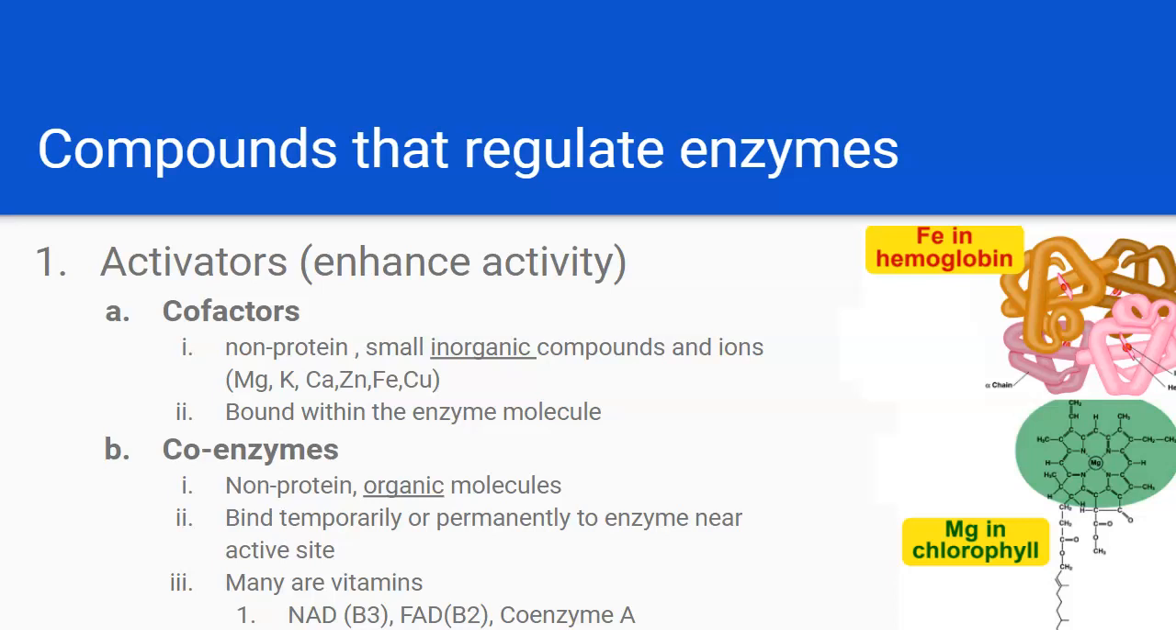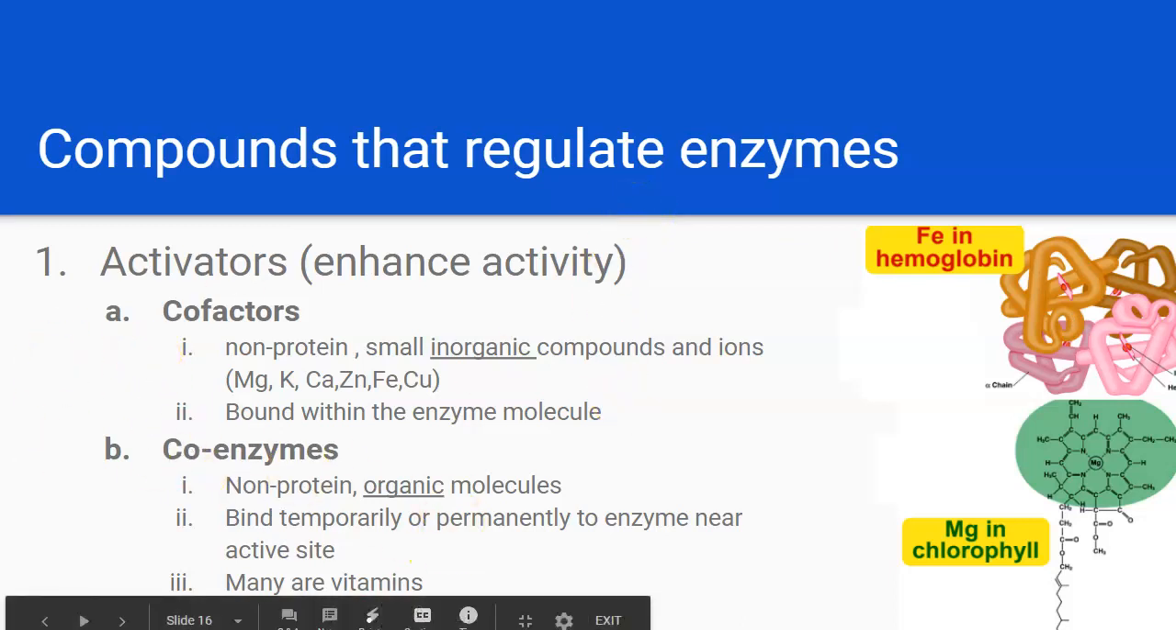One is called a cofactor. These are non-protein things. They're small, they're inorganic, and they can be ions. I've listed a couple there for you: magnesium, potassium, calcium, zinc, iron, copper. They are bound within the enzyme molecule. One of the key examples here on the right is iron, as it is bound in hemoglobin, the oxygen-containing protein, and that can help facilitate some reactions.